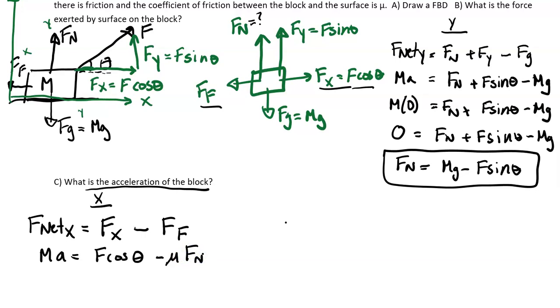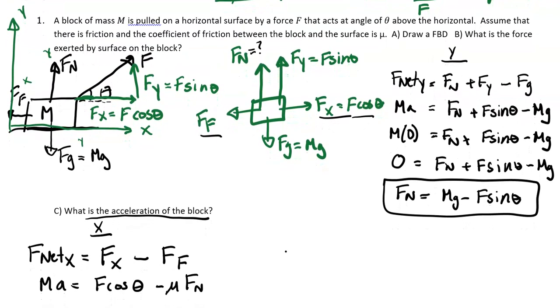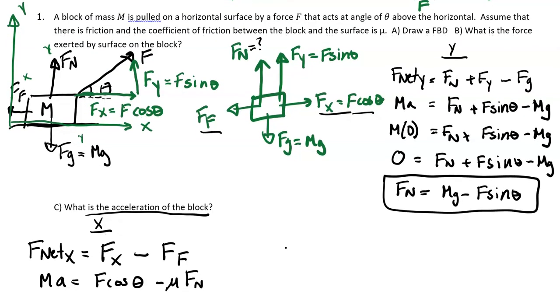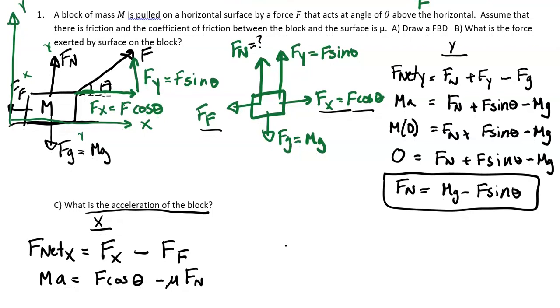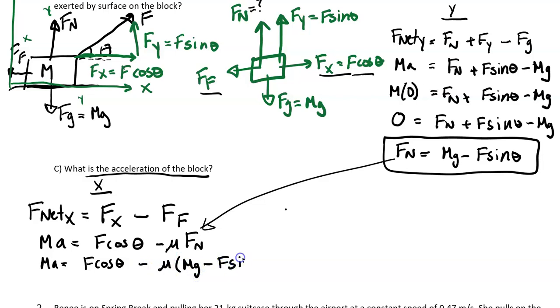So the only thing allowed in our answer are variables given in our problems and fundamental constants like g, acceleration due to gravity. So it looks like we're not allowed to have Fn. I want you to think about what to plug in for Fn. After you've had a chance to think about it, or you figured it out, we can plug in Fn from our previous problem. So we have ma equals F cosine theta minus mu times (mg minus F sine theta).